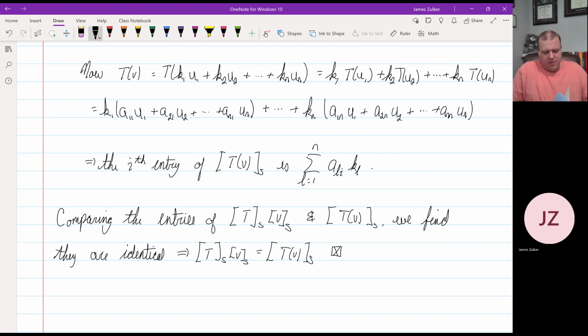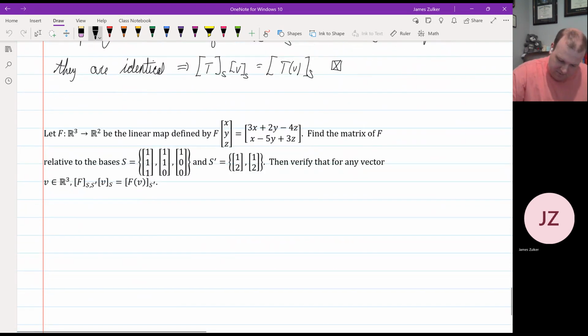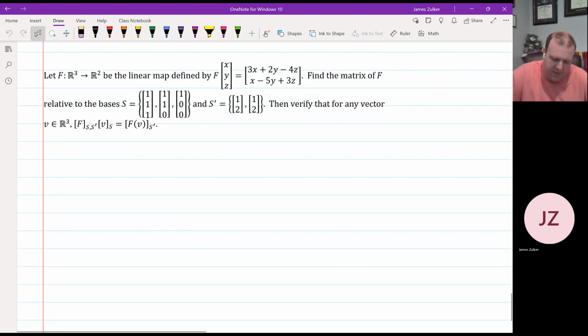All right, so we've been working with operators so far, that is, a transformation from a vector space into the same vector space, and a single basis. Well, now the next problem is going to give us a mapping from a vector space into a different vector space. Obviously, we're going to have two separate bases, but the process itself is the same.